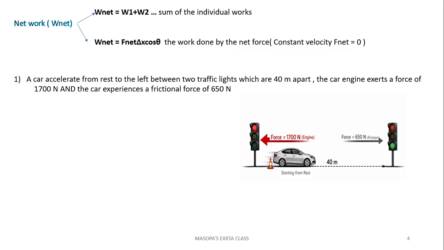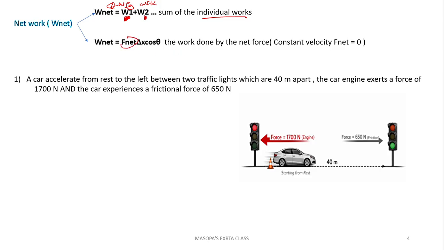The first one is when you sum up the individual work, meaning that we have the first work done, the second work done. Maybe I can have work done by FG, work done by FK, and then I want to add them to have what? Work net. Or I can use work done by the net force.